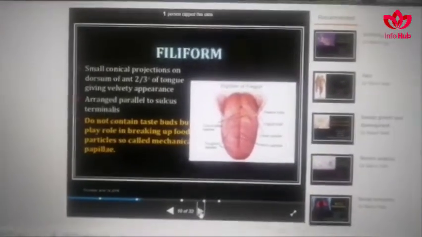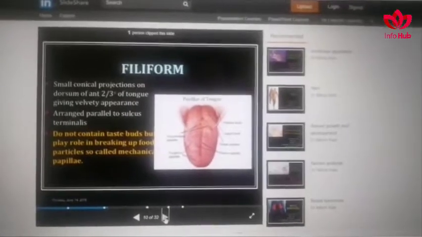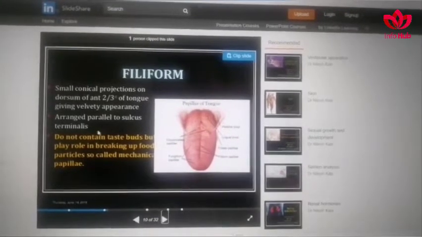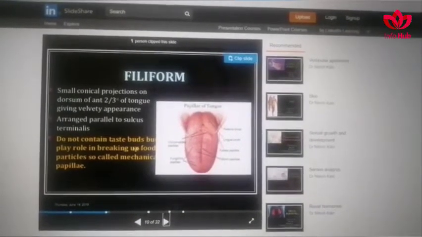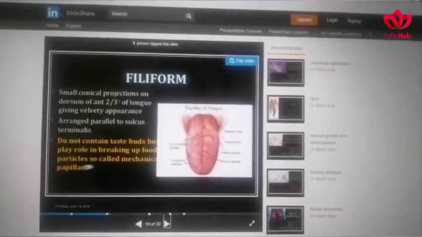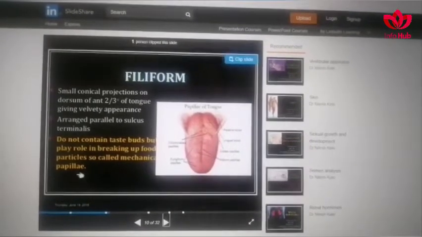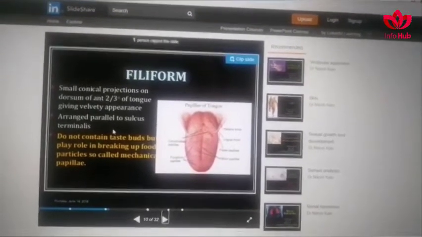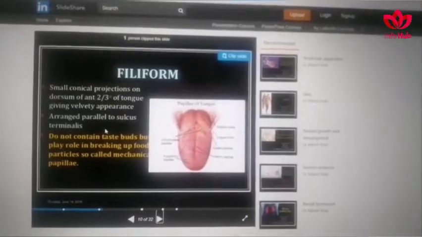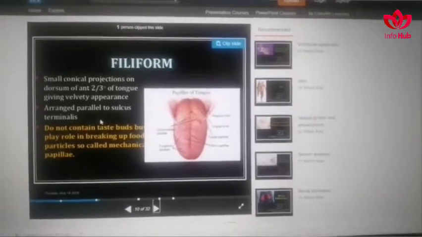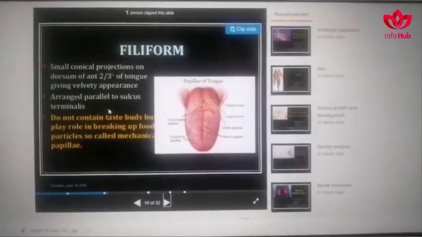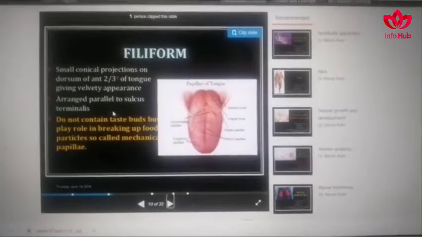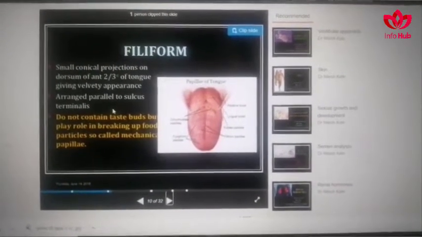So I told you in the beginning that the filiform papilla are conical projections. They do not contain any taste buds. This is very important, but their role is to break up the food particles, so they are called mechanical papilla, because they break up the food, but they don't have any taste buds on them. So filiform papilla don't contain any kind of taste, but they are important in breaking up the food.